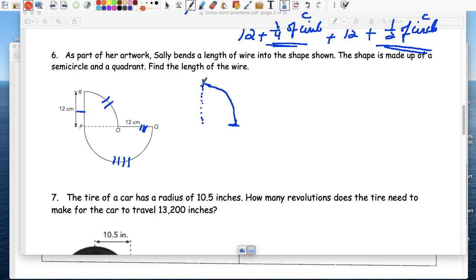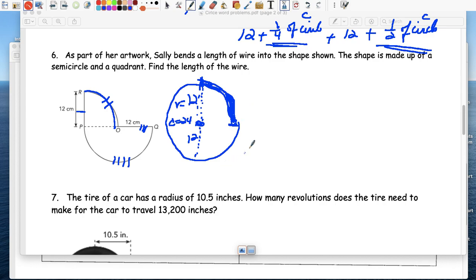So let me complete that circle as if it was a complete circle. Again, I'm focusing on this part right here. They're telling me this is 12, which is the radius, which means this other side is also 12. That means the radius is 12, and the diameter is 24. So C equals pi d.